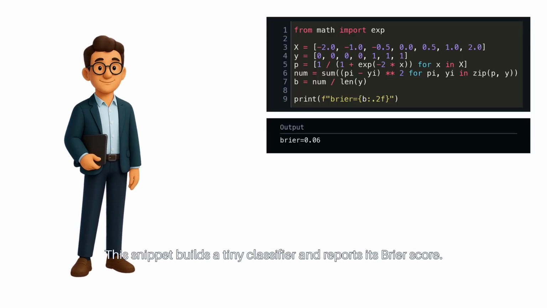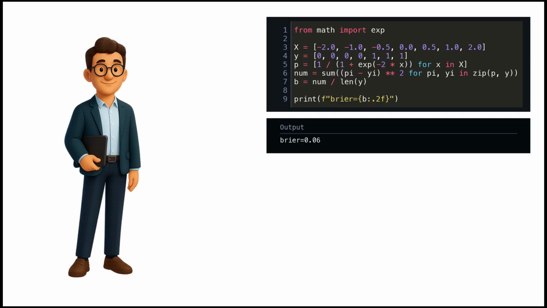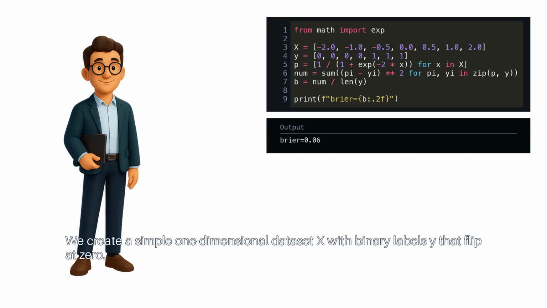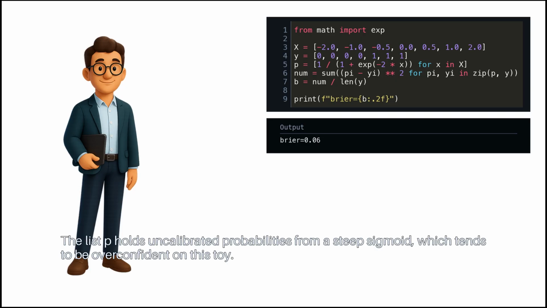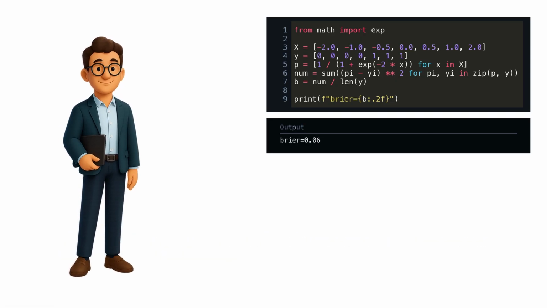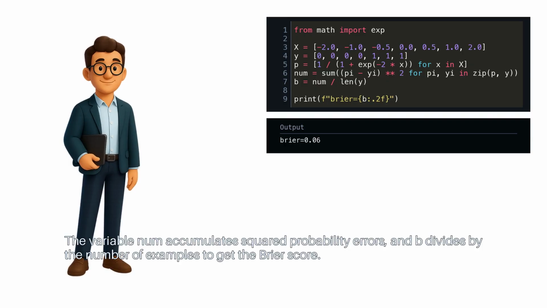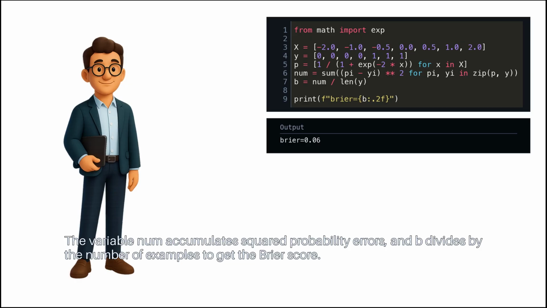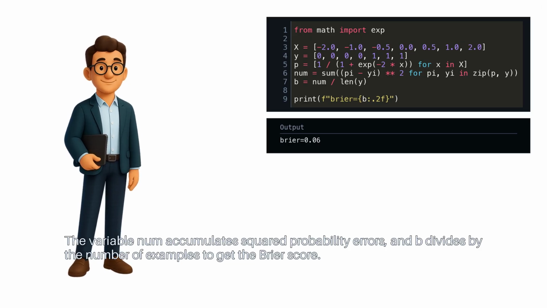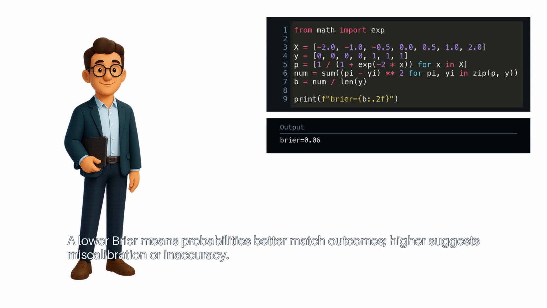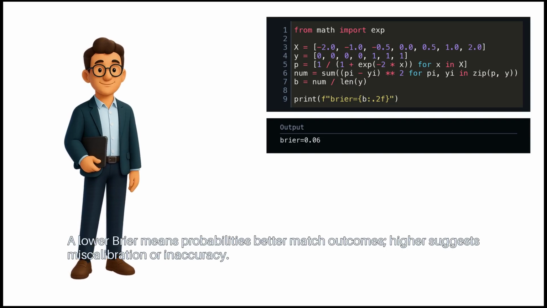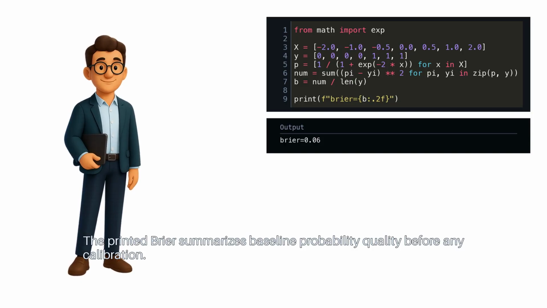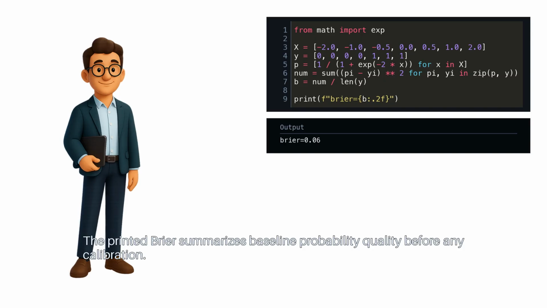This snippet builds a tiny classifier and reports its Brier score. We create a simple one-dimensional dataset X with binary labels Y that flip at 0. The list P holds uncalibrated probabilities from a steep sigmoid, which tends to be overconfident on this toy. The variable num accumulates squared probability errors, and B divides by the number of examples to get the Brier score. A lower Brier means probabilities better match outcomes. Higher suggests miscalibration or inaccuracy. The printed Brier summarizes baseline probability quality before any calibration.